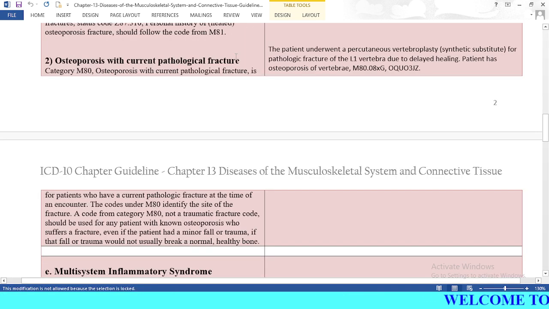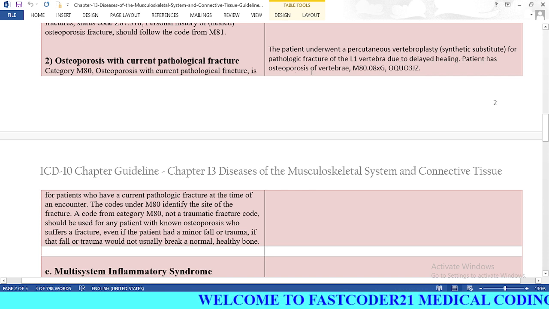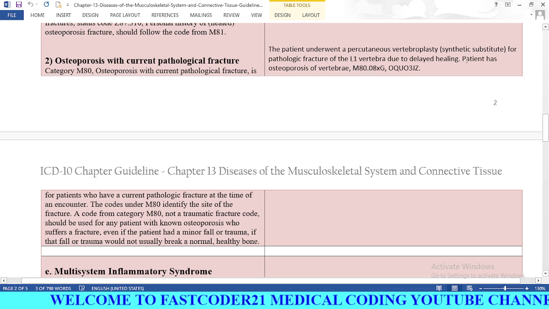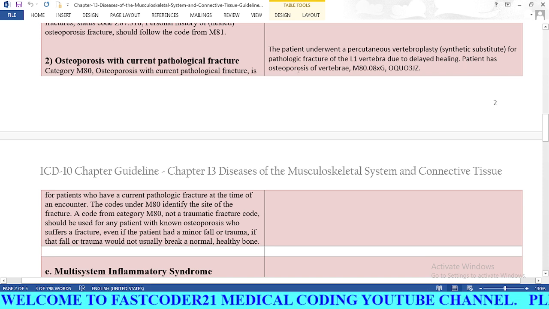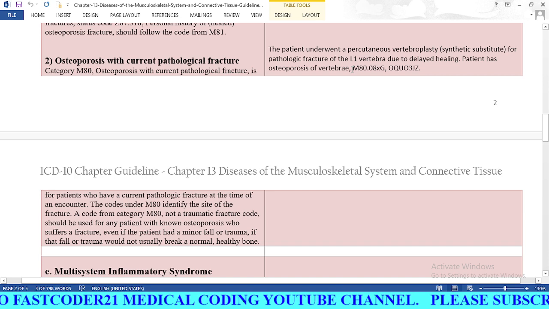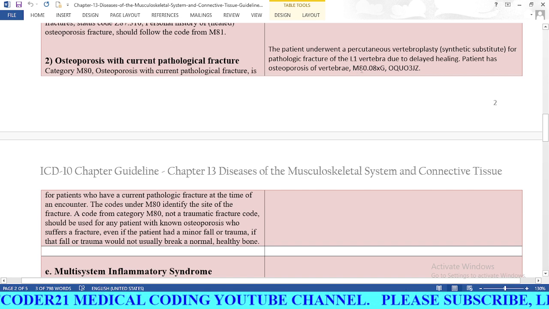So we have an example here. The patient underwent a percutaneous vertebroplasty for pathologic fracture of the L1 vertebra due to delayed healing. So the patient has osteoporosis of vertebrae. We need to code M80 series. Here our example contains osteoporosis of vertebrae. So it is site located. So it is a pathologic fracture. So we need to code M80 series code.